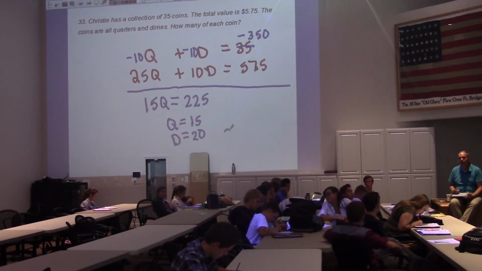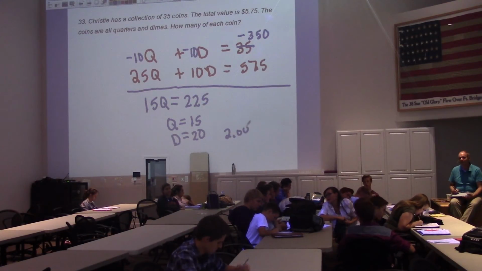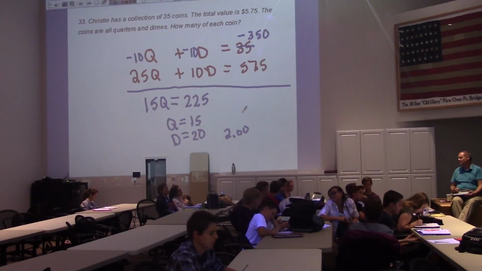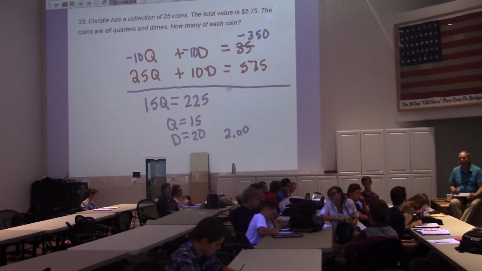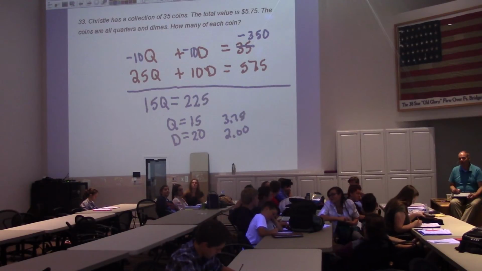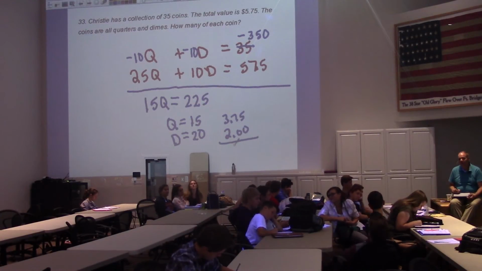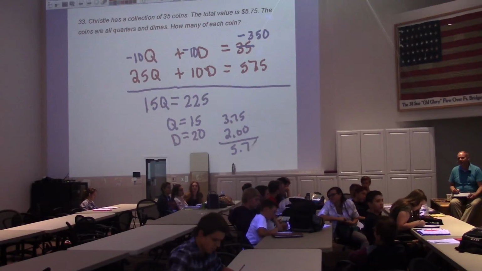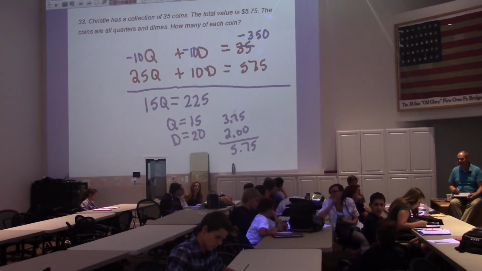It's $2, right? How much money is 15 quarters? $3.75. Okay? If you add those up, you can check your work pretty fast, right? Well, I would say on a coin problem, it's very easy to check your work. Just make sure it makes sense to you mathematically.